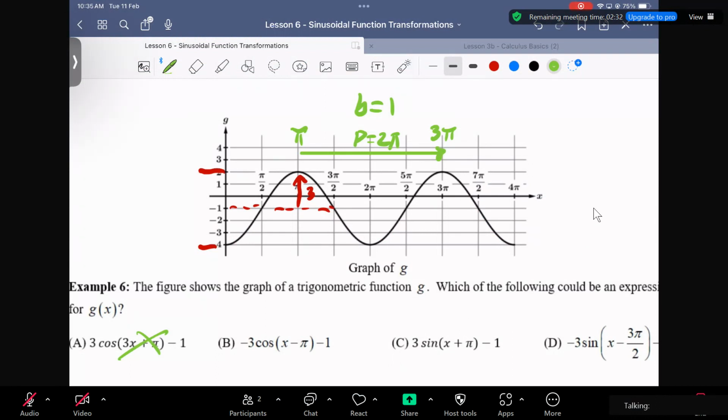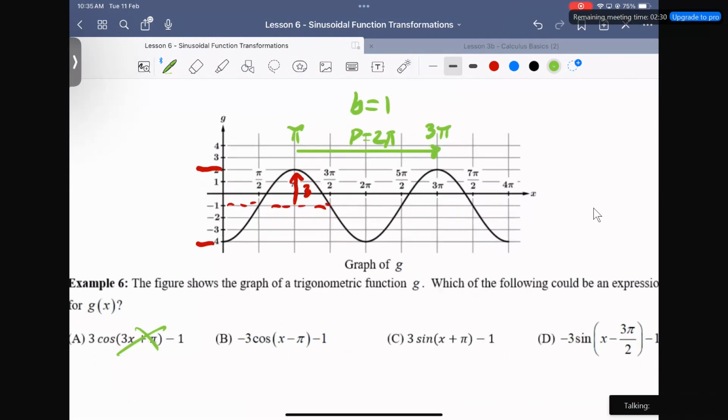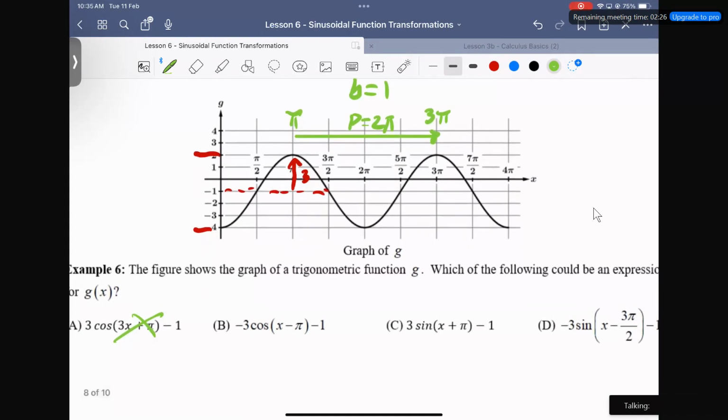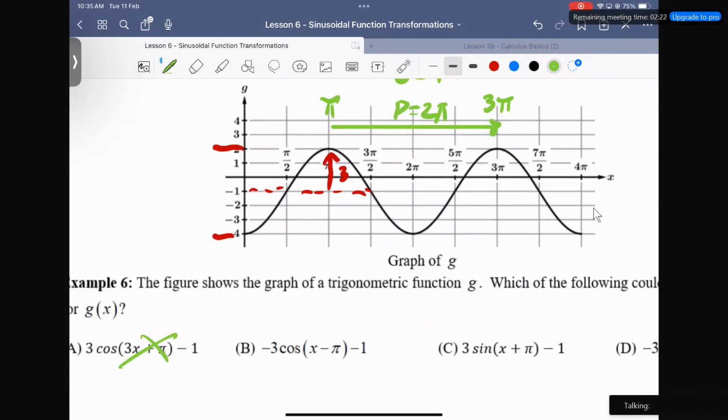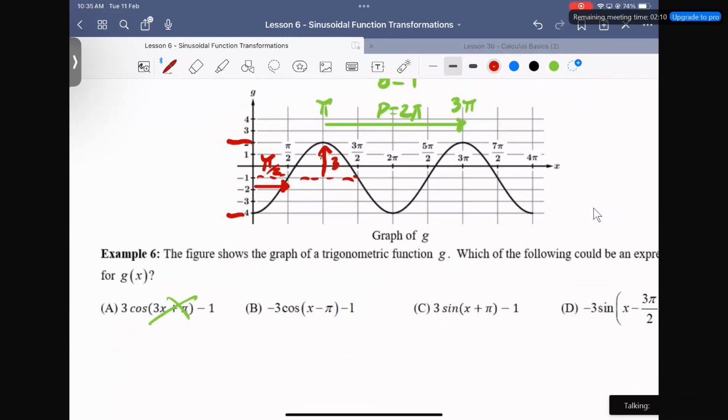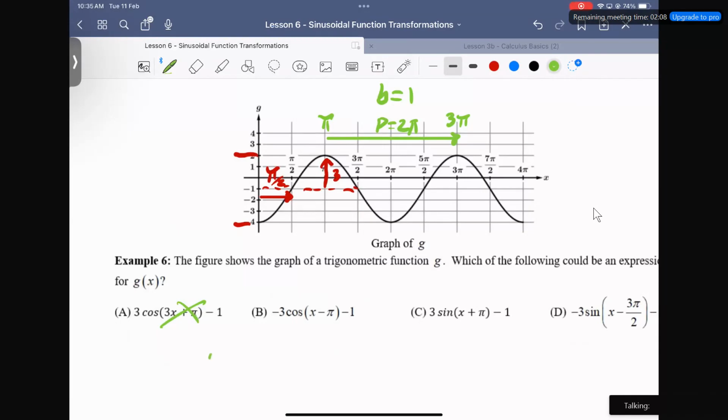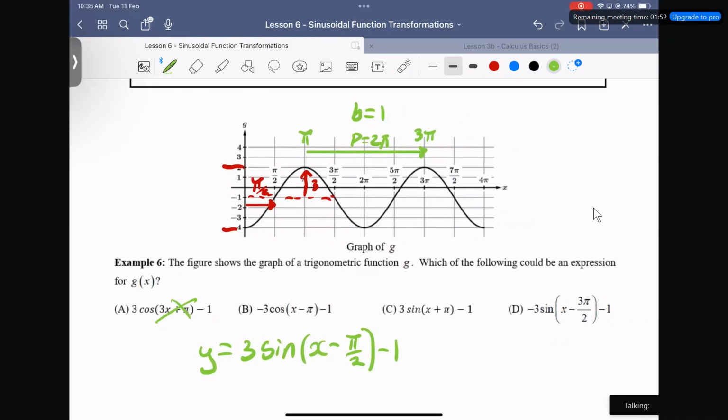Okay, so just finishing this one off. This one's a little bit tricky because the right value that we need isn't there. This is going to be a translation of pi over 2. So we would need something of the type y equals 3 sine x minus pi over 2 minus 1. Now that's not there. It's not one of the choices.